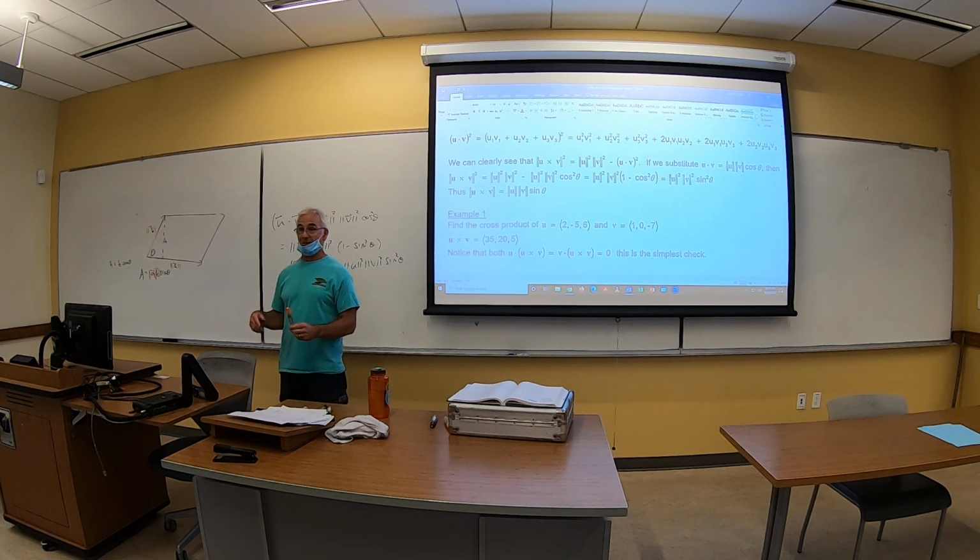Now, what if the angle between them is a right angle? Then my parallelogram actually becomes a rectangle, and I can just multiply the magnitudes and not worry about the angle. But as that angle gets smaller and smaller, that area does also.